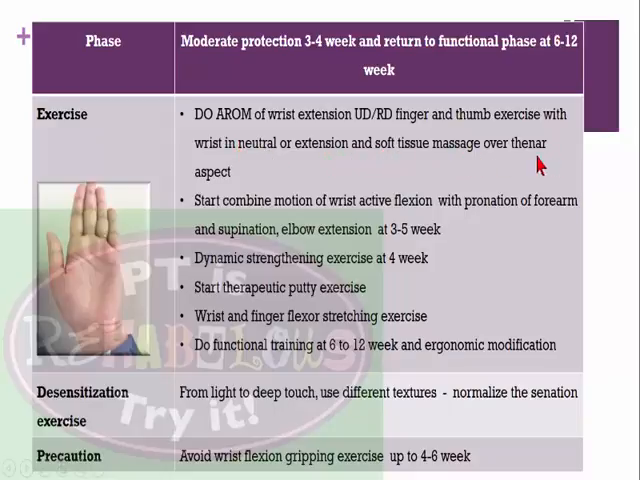Apply soft tissue massage over the thinner aspects of the wrist. Then we start combined motion of wrist active flexion, pronation and supination of the forearm, and elbow extension, like this. We can start at 3 to 5 weeks. We can start dynamic strengthening exercise at 4 weeks.